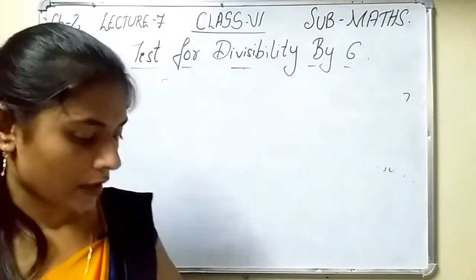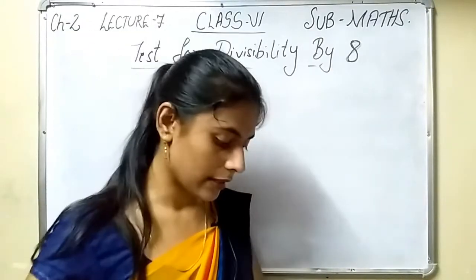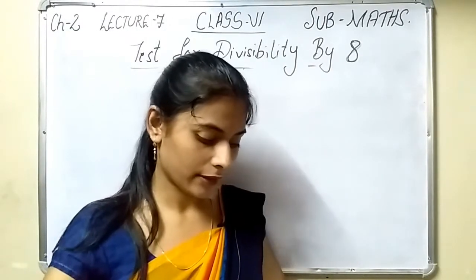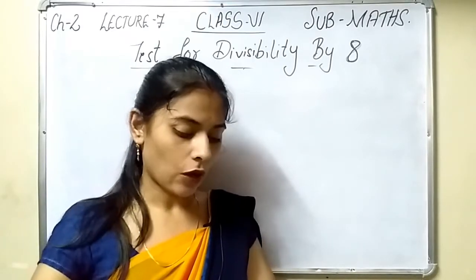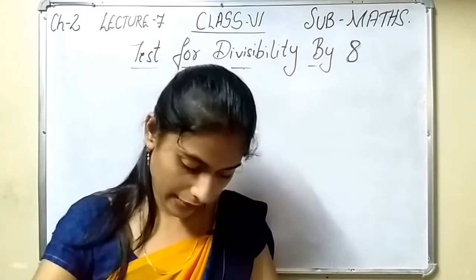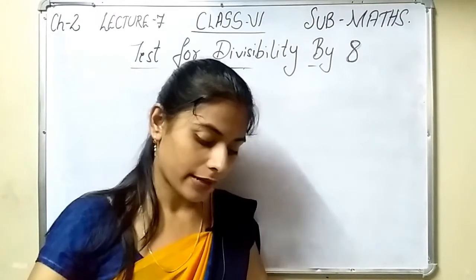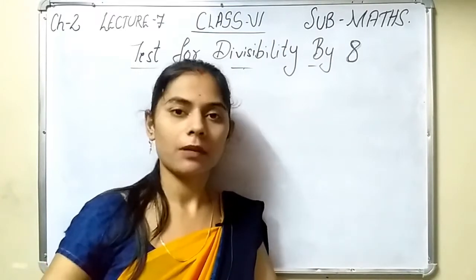Now see, divisibility test by 8. Consider the number 7128. Since 1000 is divisible by 8, 7000 is also divisible by 8. We must check if 128 is divisible by 8. Since 128 is divisible by 8, 7128 is also divisible by 8.